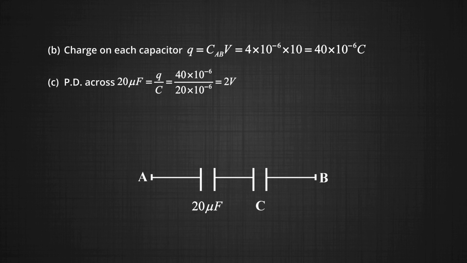The potential difference across 20 microfarad will be Q by C. On substituting the values, we get 40 into 10 to the power minus 6 upon 20 into 10 to the power minus 6, which comes out to be 2 volt. Similarly, we can calculate the potential difference across 5 microfarad, which will be equal to Q by C, which is equal to 40 into 10 to the power minus 6 upon 5 into 10 to the power minus 6, which comes out to be 8 volt.